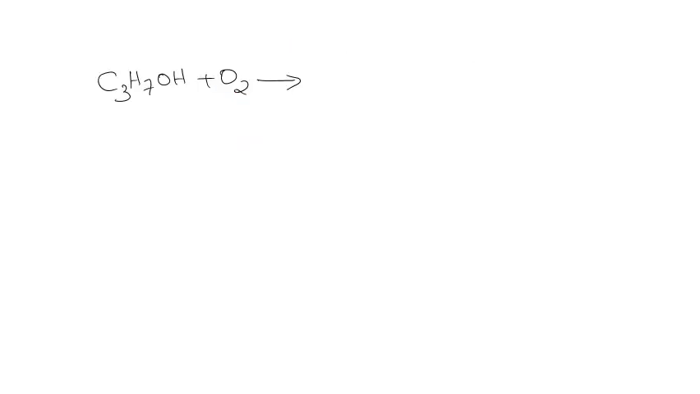One more example with a compound with an oxygen atom. So let me take an example of C3H7OH. When it combines with oxygen, we will have carbon dioxide and water. So I have 3 carbon, so I will put 3 here. And I have 7 plus 1, 8 hydrogen. So I will put 4 here.